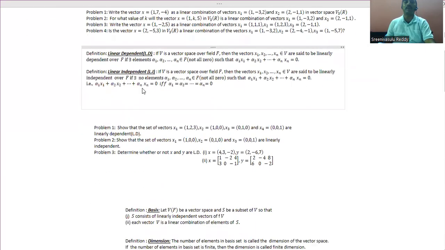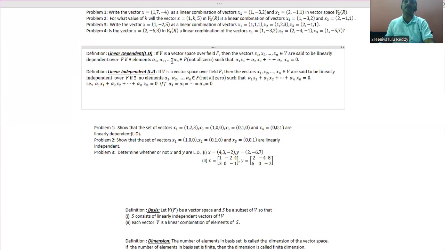Next topic, linearly dependent and linearly independent. A set of vectors x1, x2, and so on, xn is said to be linearly dependent if there exist scalars alpha 1, alpha 2, and so on, alpha n, not all zeros, at least any one of them non-zero, such that the linear combination alpha 1 into x1 plus alpha 2 into x2 plus alpha n into xn equals 0. Then this set of vectors is said to be linearly dependent.